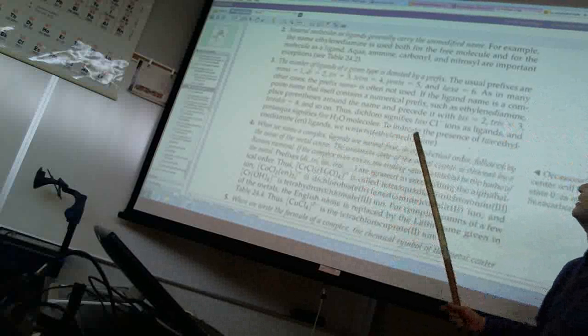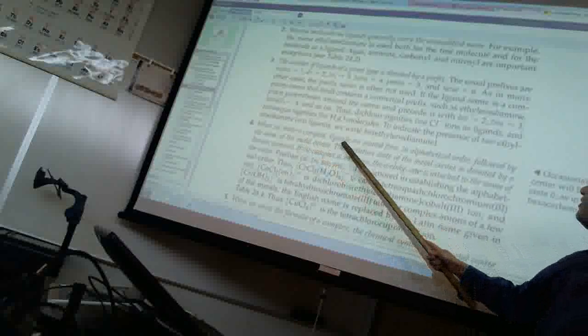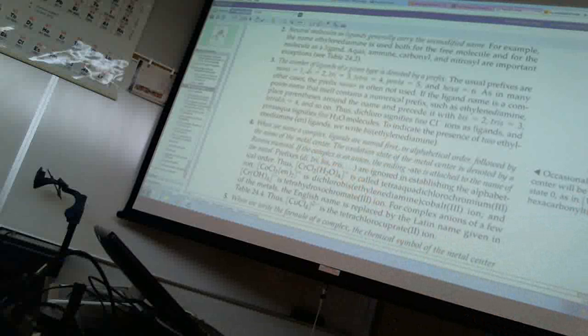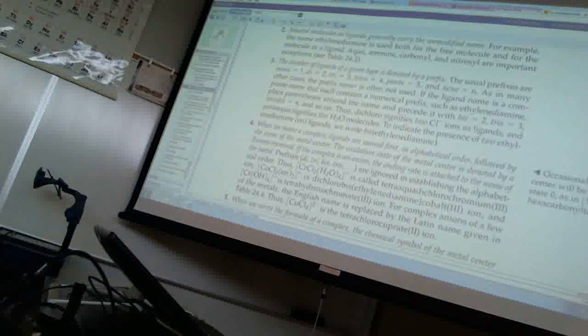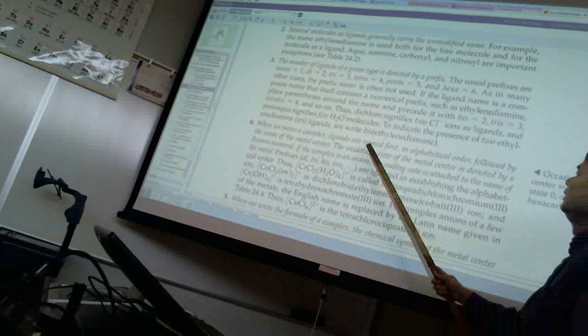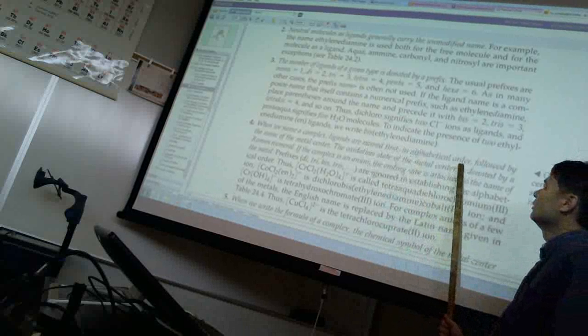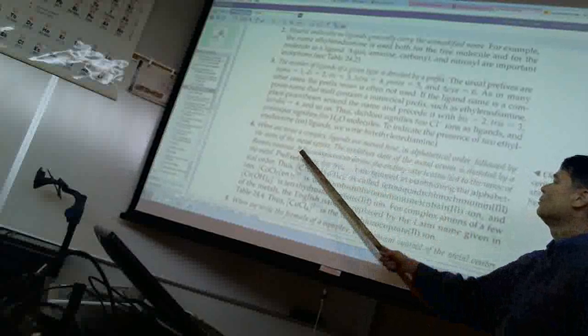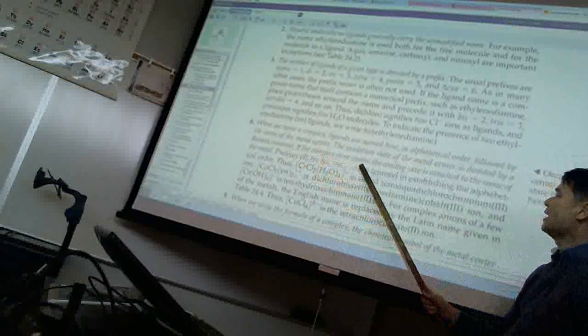All right, let's continue on here. When we name a complex, ligands are named first. And so when we write the formula, the metal comes first, but when we name it, the ligands come first. So it's flipped. In alphabetical order, followed by the name of the metal center. The oxidation state of the metal center is denoted by Roman numeral. If the complex is an anion, the ending -ate is attached to the name of the metal.